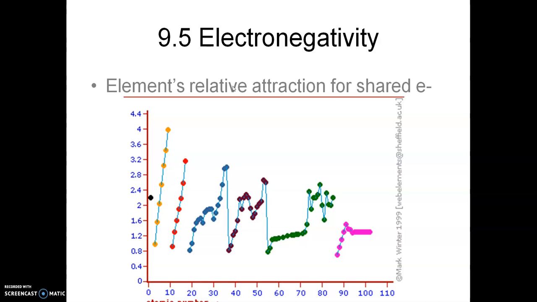Linus Pauling was the guy who did that. And then from there, take fluorine. If I bond it to another fluorine, they're equal attraction. They should share the electron cloud equally.